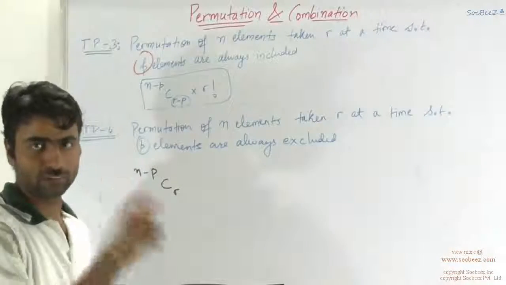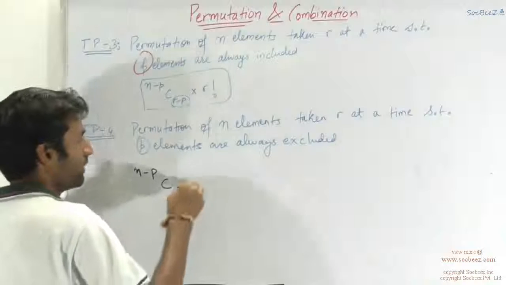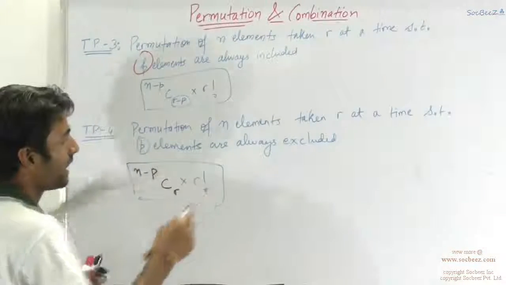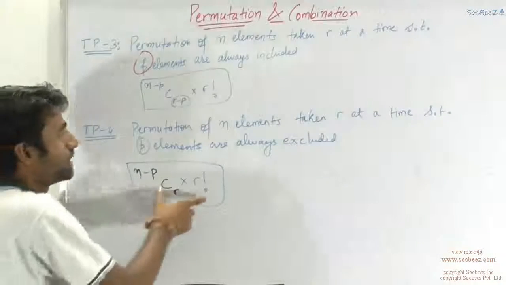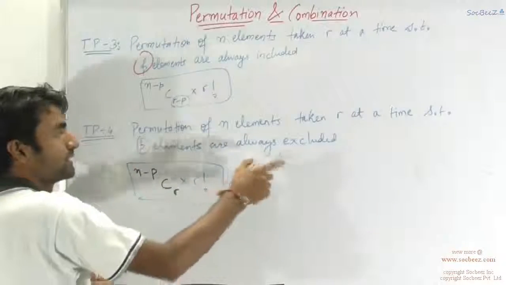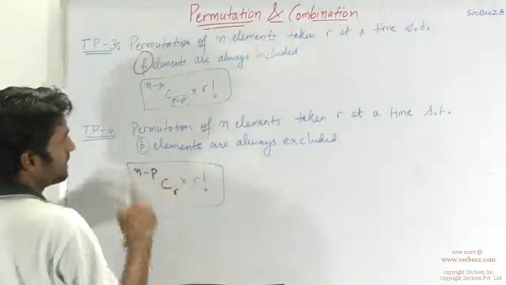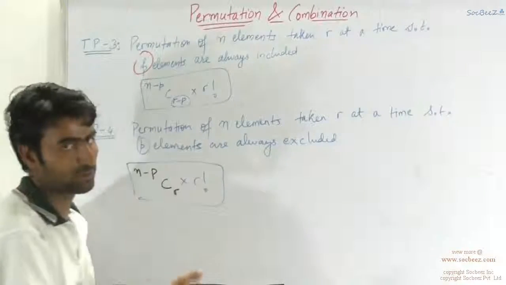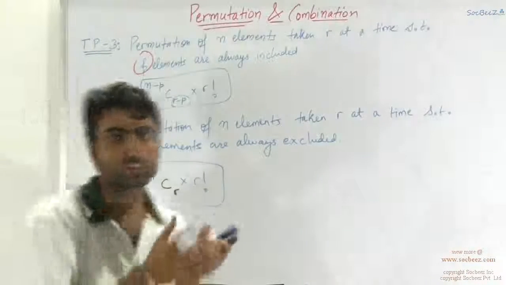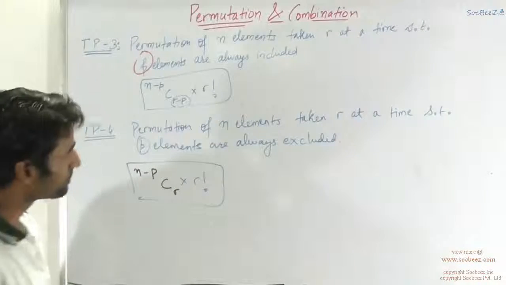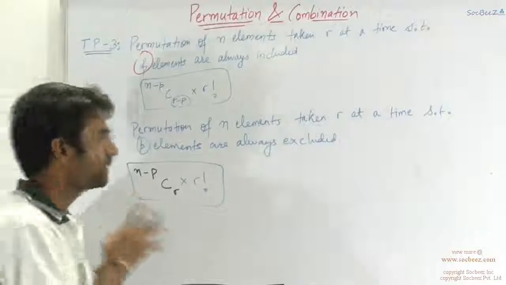Now you have got a set of r elements, so you can form the permutations corresponding to each and every such combination in r factorial ways. So the formula for permutation of n elements taken r at a time such that p elements are always excluded will be directly based on typical problem 2, that is n minus p C r into r factorial, because you can form r factorial permutations corresponding to each combination you get by using this formula. So this is typical problem set number 4.